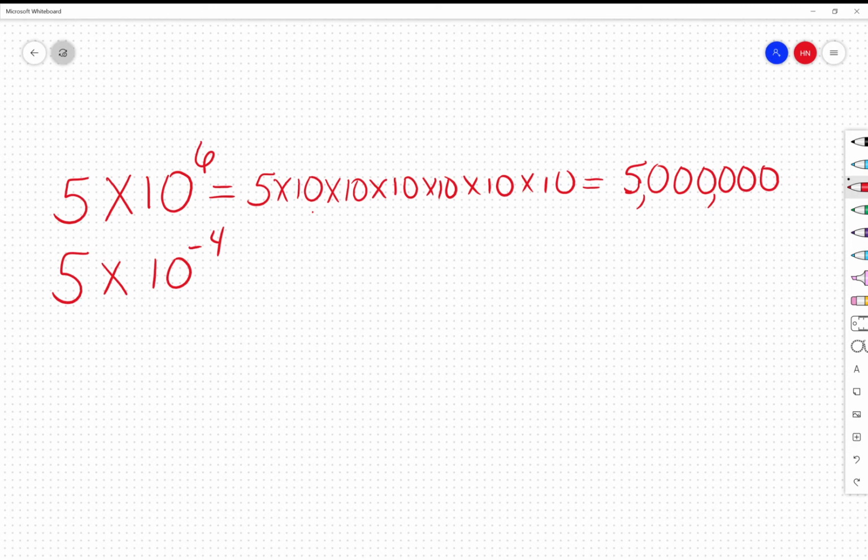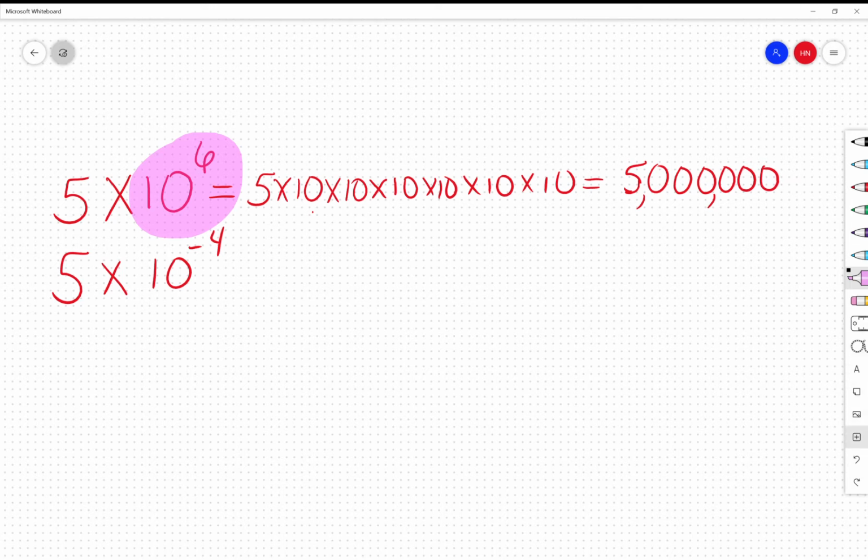I'm going to be careful not to say to the right or to the left, because it depends if you're going from the notation to the whole number, the long way of saying numbers, or backwards. So I just know that if I multiply a number by 10, 6 times, that number is going to be a very large number, right?